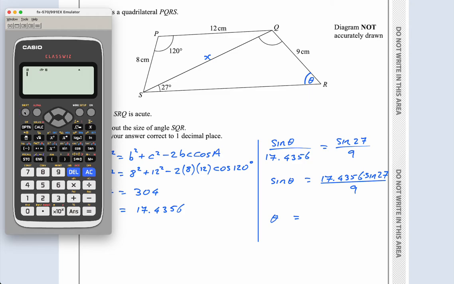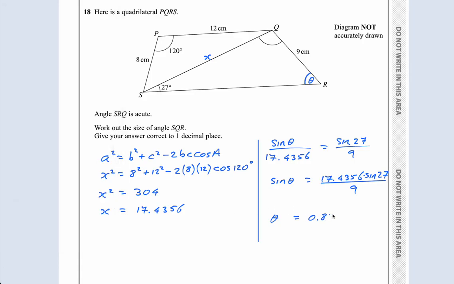Hang on. Inverse sine is here, and I'm going to put all of this in, well, actually, guys, let me just do it to avoid confusion. So it's 17.4356 times sine of 27, all divided by 9. That's the same thing, guys, as all divided by 9. So it's 0.87951. Sorry, that's not theta.